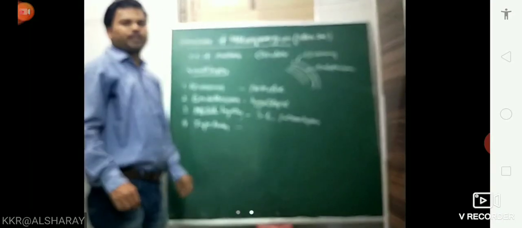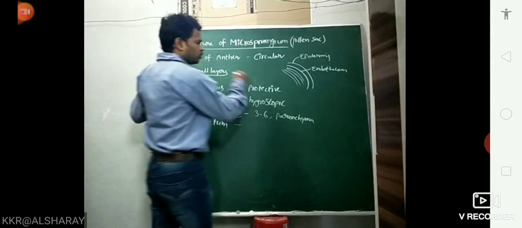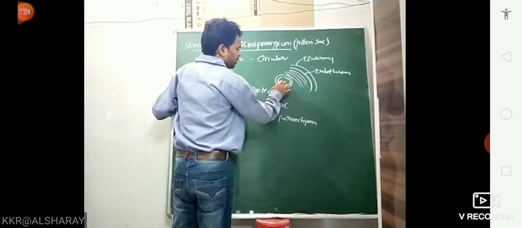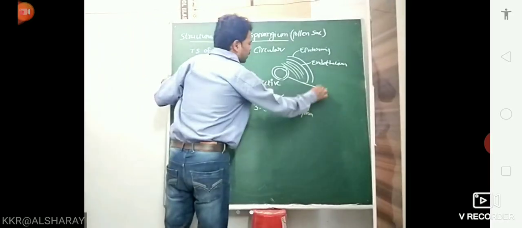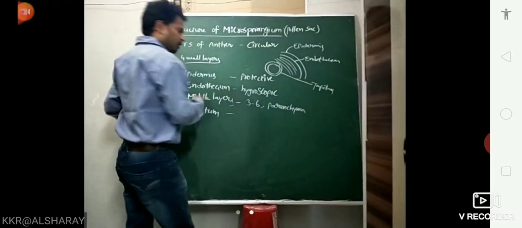Tapetum is very important. The tapetum is the innermost layer that you see here. In this microsporangium, at the center is the sporogenous tissue, and this layer around it is the tapetum. The innermost layer is the tapetum.